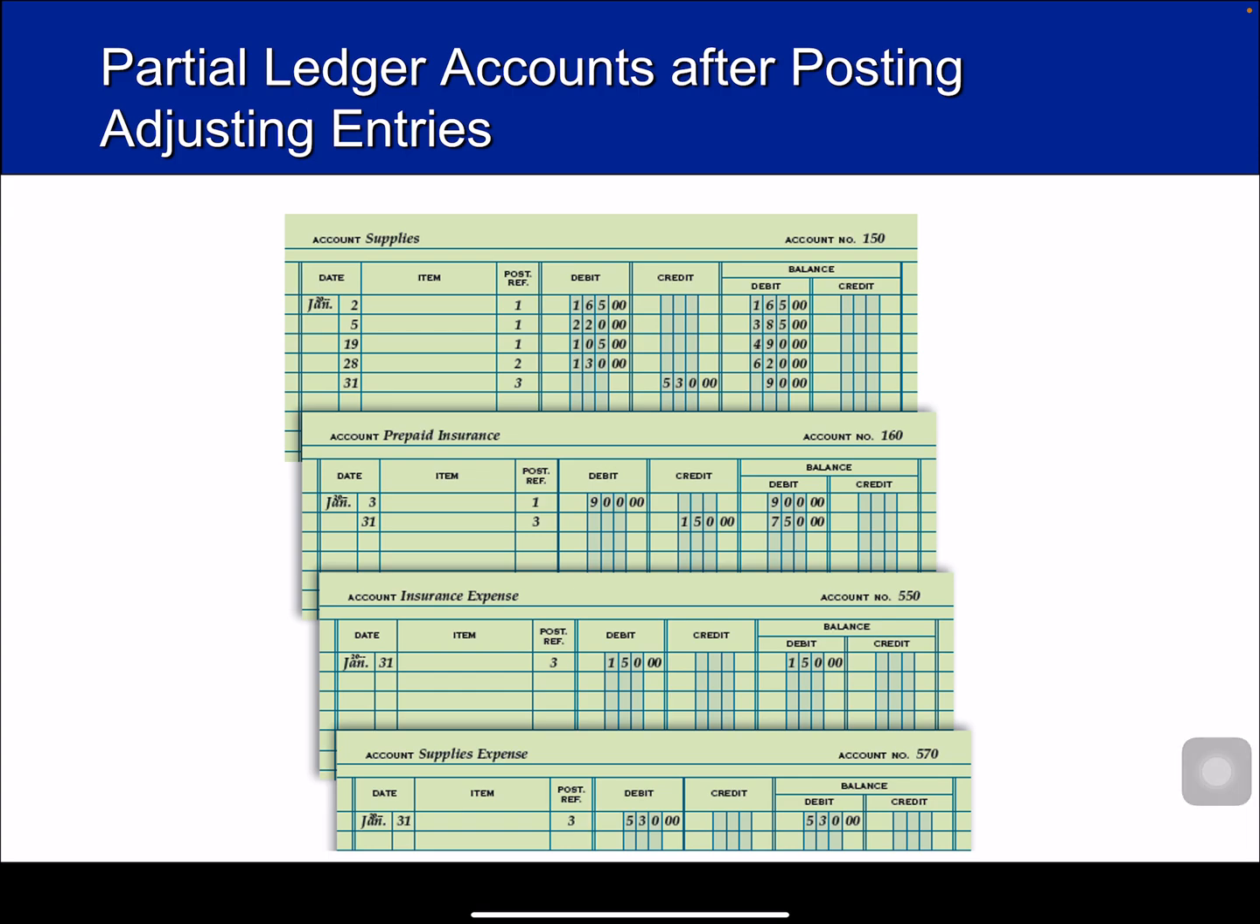This is what our general ledger accounts look like after our posting entries. You can see that our supplies is brought up to date with the actual amount of $90. Prepaid insurance, that is the true value of our prepaid insurance after posting. Our insurance expense shows that we used up $150 worth of insurance during the fiscal period, and our supply expense shows that we used $530 worth of supplies during the fiscal period.